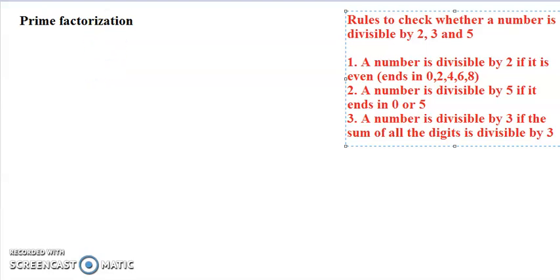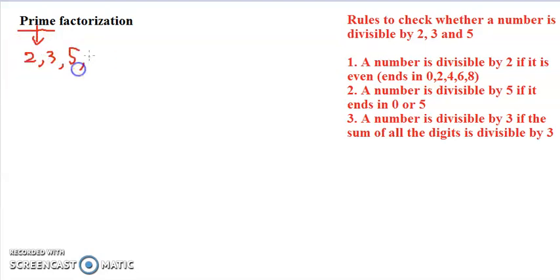In this video, we're going to talk about prime factorization. So first, we're going to talk about prime numbers. A prime number is a number. We can look at some examples: 2, 3, 5, 7, 11, 13, and 17, 19, 23, and so on.